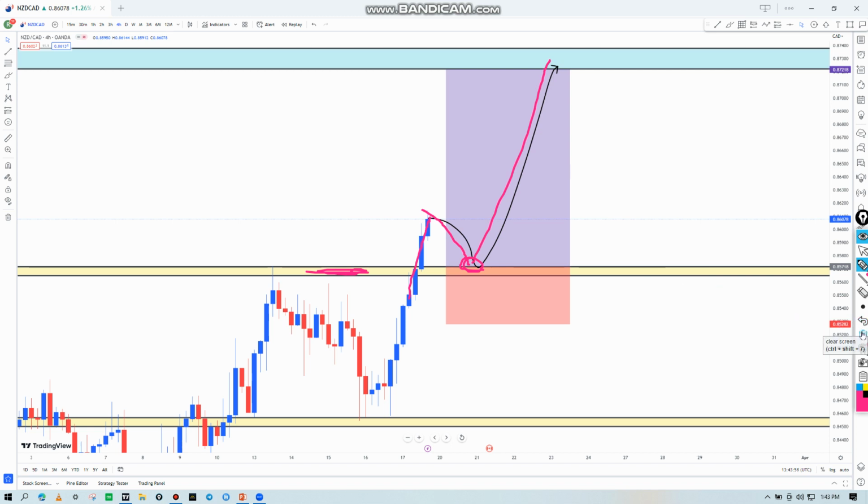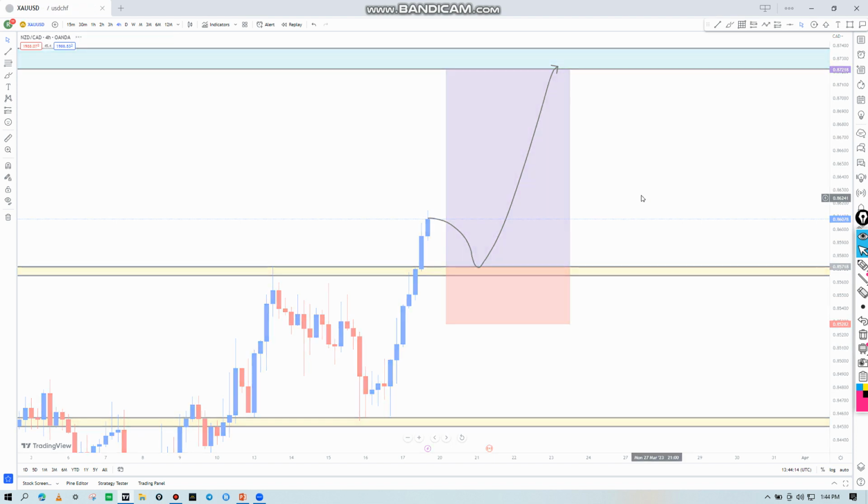There's only one thing that can make this setup invalid. That's if price continuously moves all the way to the upside and then doesn't come for exhaustion for us to pick our entry to the upside, this setup will become invalid. So that's it for NZDCAD. On to the next pair.